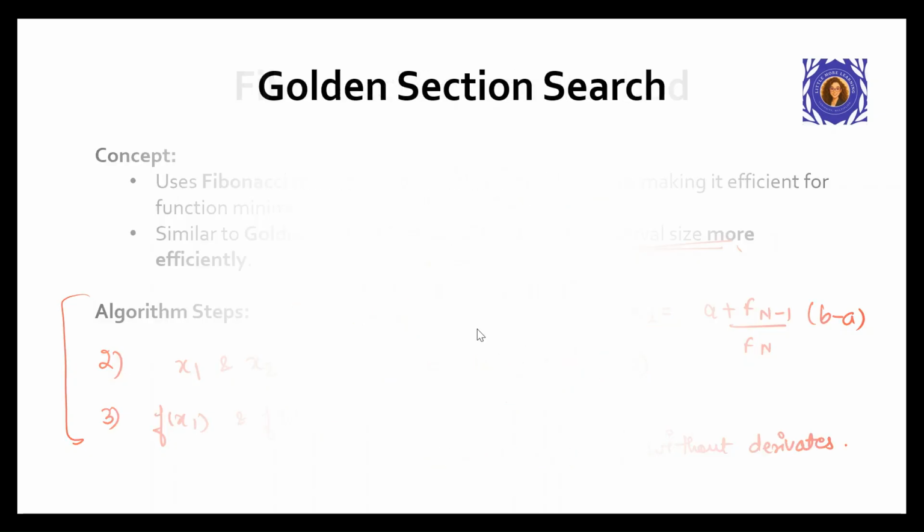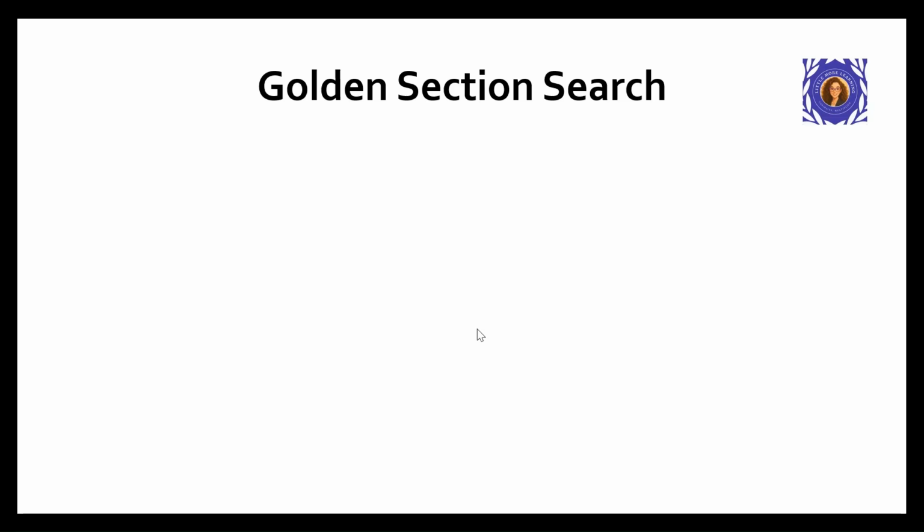Moving on to golden section search. So it is a bracketing method that maintains a specific ratio for interval reduction, based on the golden ratio, that is phi, nearly equal to 1.618. The algorithm steps in this search method involve firstly choosing the initial interval A and B. This is our first step.